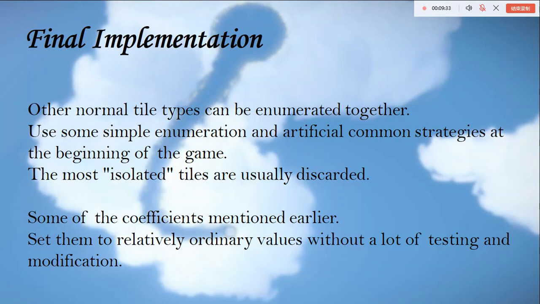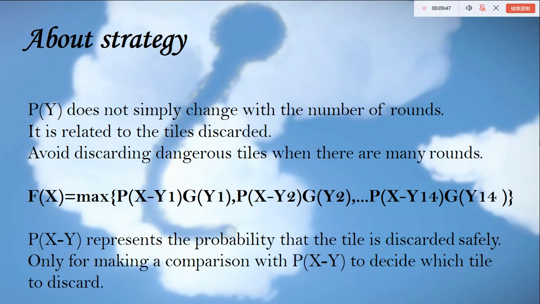Regarding some of the coefficients mentioned earlier, I set them to relatively ordinary values and did not conduct a lot of testing and modification. About strategy: for the 13-tile state y, P of y is obviously very complicated. It does not simply change with the number of rounds.